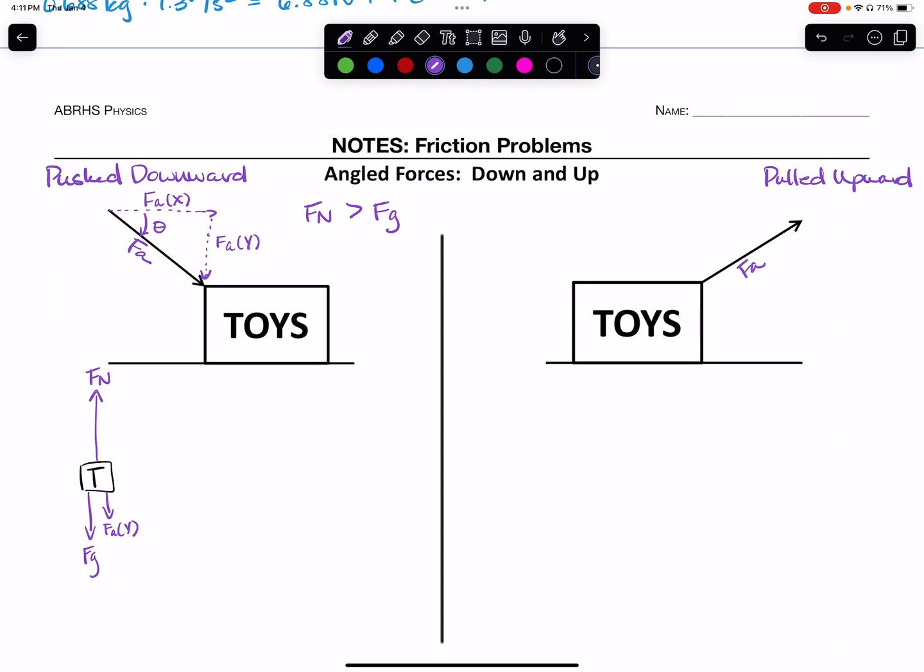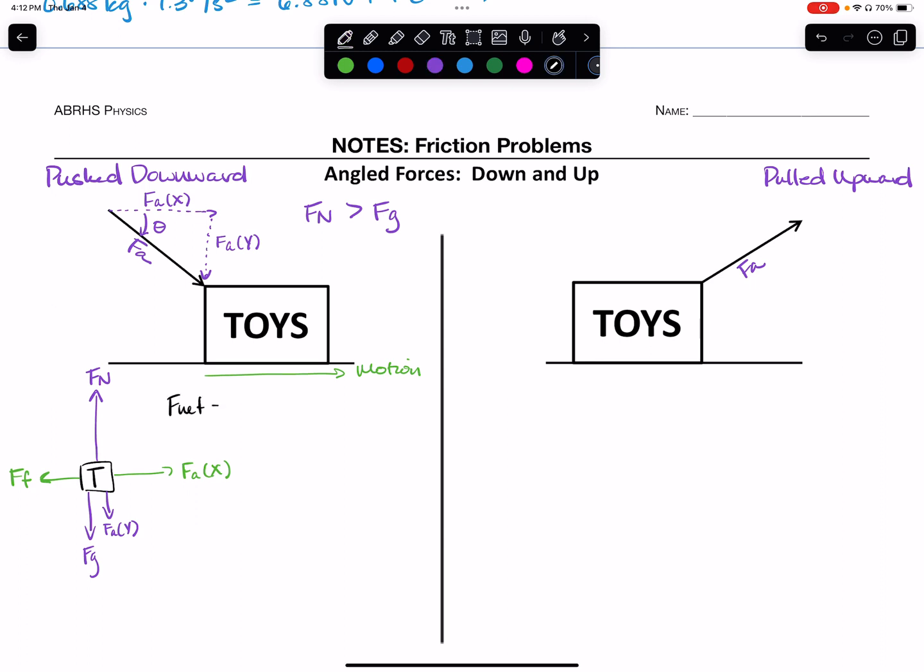Now, let's talk about our horizontal forces. Let's say we're pulling, the motion is going to be in this direction. So I've got my applied X component. That is your applied force, that's what's causing the motion. And then opposing that on the other side is our frictional force.